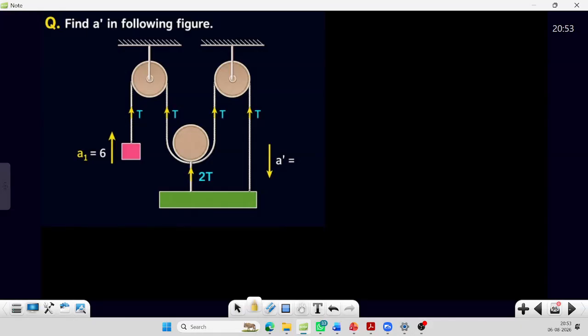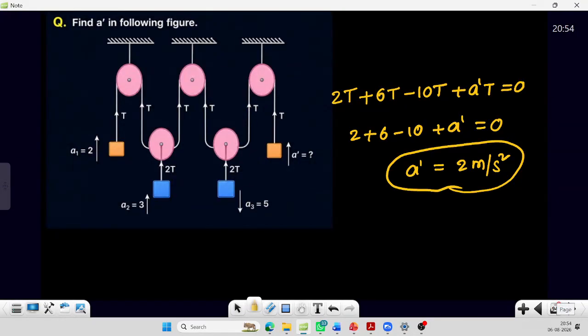Now you do it. Not completed? Fast, fast. Write the equation directly.